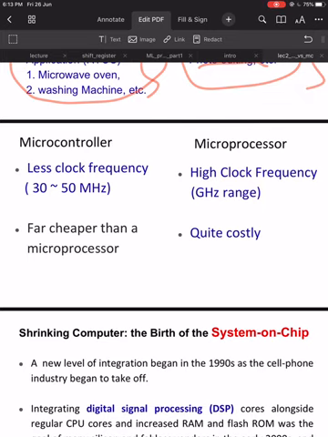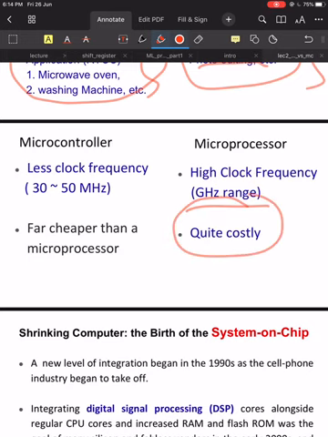Now if we look at the other aspects, that is the clock speed in microcontroller, the clock frequency is not so much high compared to the microprocessor. So microcontroller clock speed is generally 30 to 50 megahertz in this range, so in the megahertz range, whereas microprocessor works in gigahertz range. So we know that in modern i5 i7 processor, it works at a speed around 2 to 3 gigahertz.